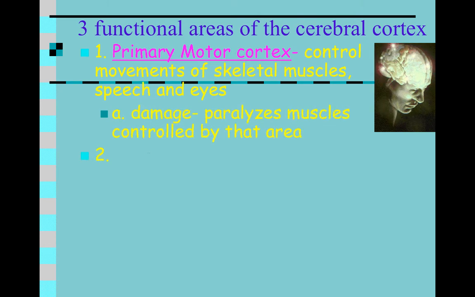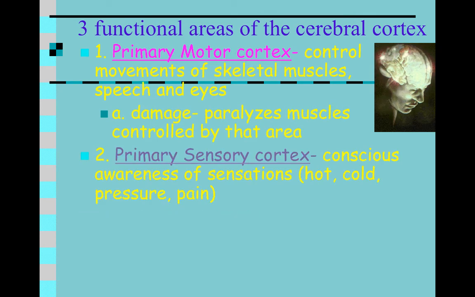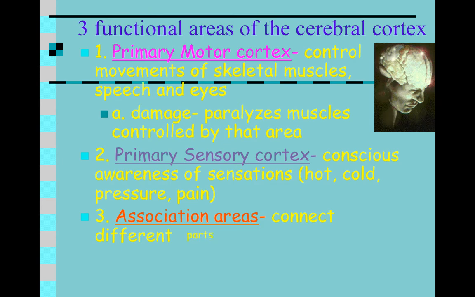Okay, your primary sensory cortex, right? This is where we are going to get that awareness of hot, cold, pressure, pain, all right? And then it can send the signals, as I said, to the motor cortex if needed. Now, strangely enough, your primary sensory cortex doesn't recognize things. Your primary sensory cortex must use an association area to connect the different parts of the cortex. So this is where we get the recognition of things.